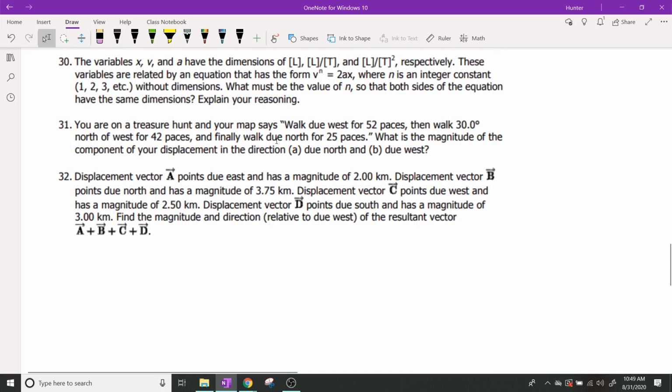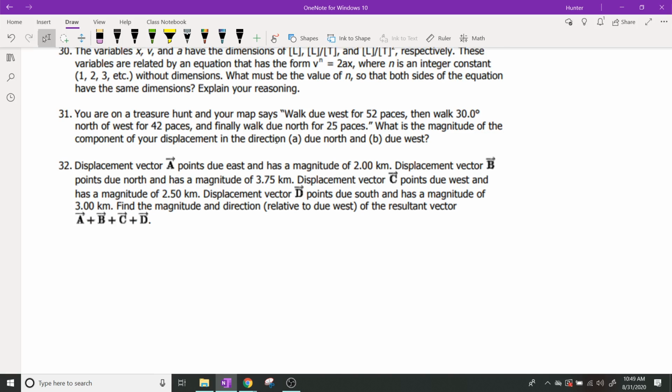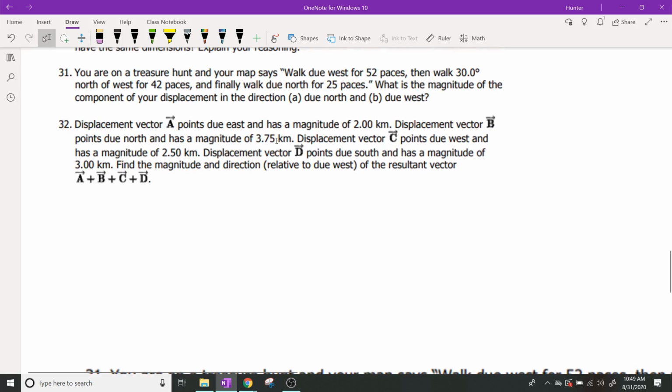Displacement vector A points due east and has a magnitude of 2 kilometers. Displacement vector B points due north and has a magnitude of 3.75 kilometers. Displacement vector C points due west and has a magnitude of 2.5, and D points due south and has a magnitude of 3. Find the magnitude of the resultant vector of A and B and C and D put together. So if we find the total displacement, how far we actually went, that's what it's asking for.